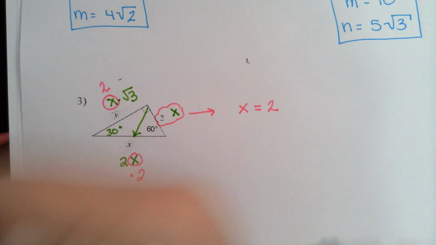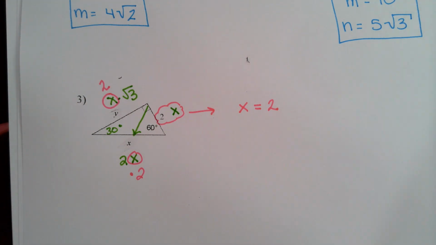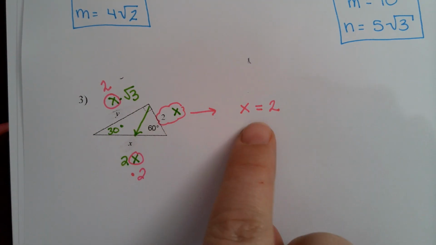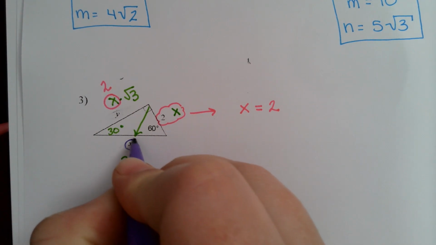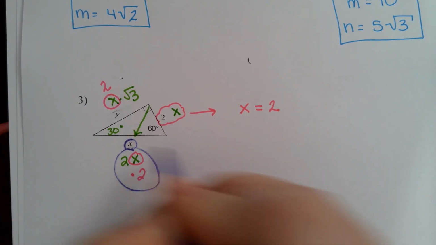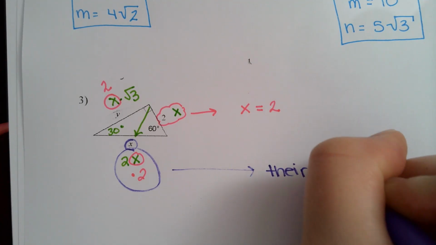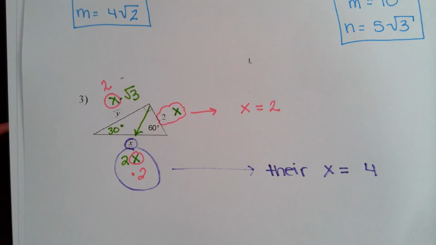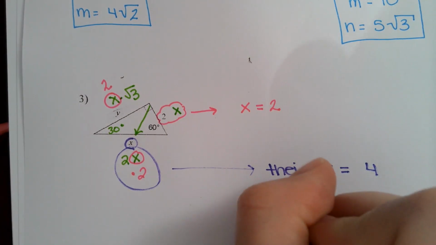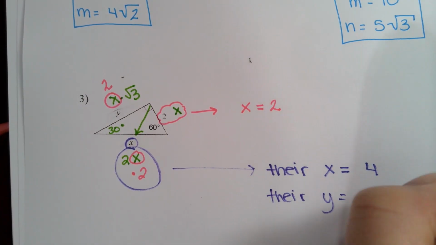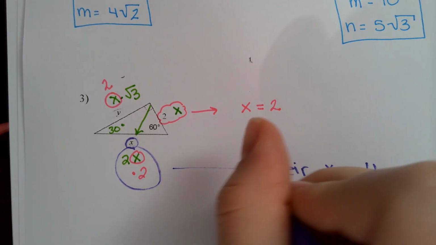Now, this is where I'm saying, especially when they're giving you an x, you want to be really careful, because this x and this x are different, okay? This x right here is 2 times 2. So their x is equal to 4, not mine, right? Not the pattern. They're labeling A, B, C, D, N, and M, X, and Y. So their x is equal to 4, and then their y is equal to 2 root 3.